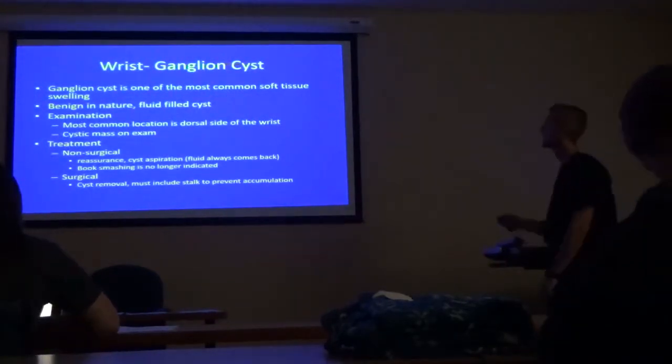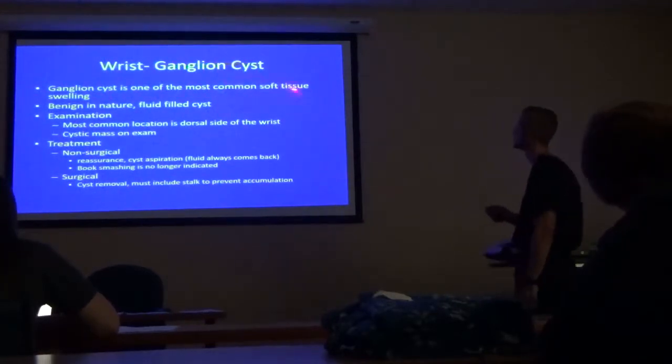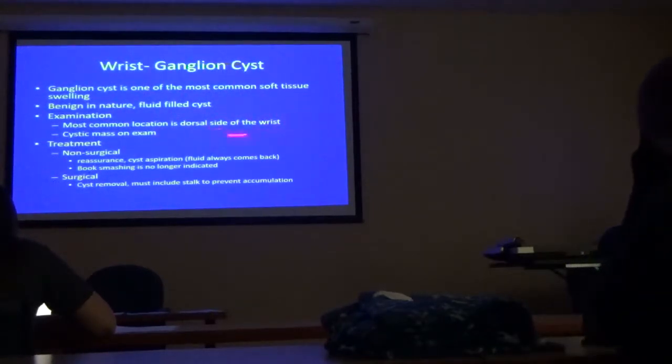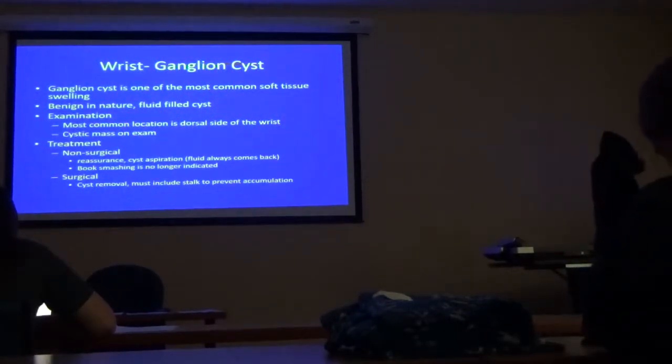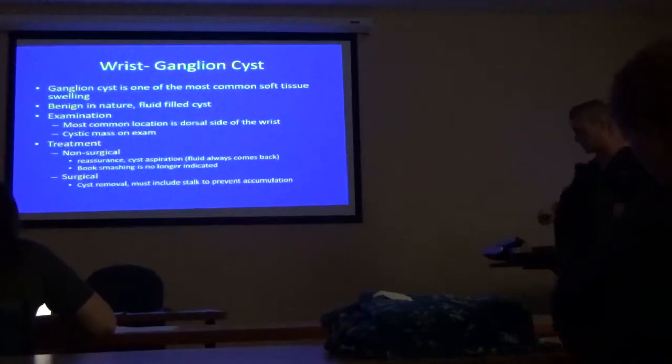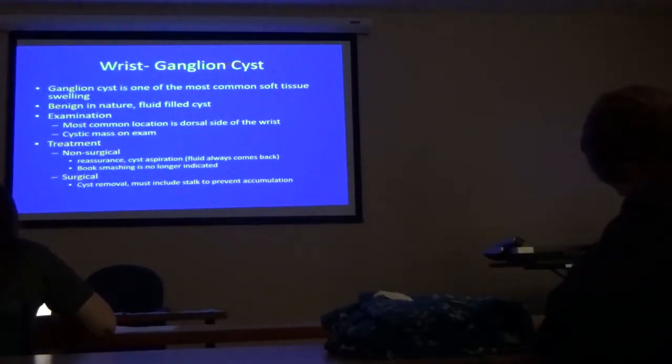All right, wrist ganglion cyst. One of the most common soft tissue swellings, benign in nature, a fluid-filled cyst. Most common location is the dorsal side of the wrist. So on the dorsum, you can see it right through here. It's going to be a cystic mass, just a little cyst right there on the top of the wrist.